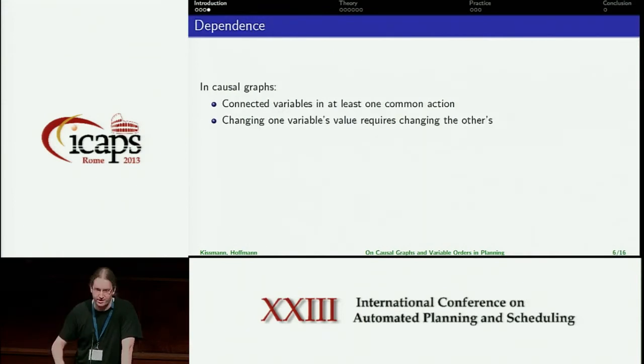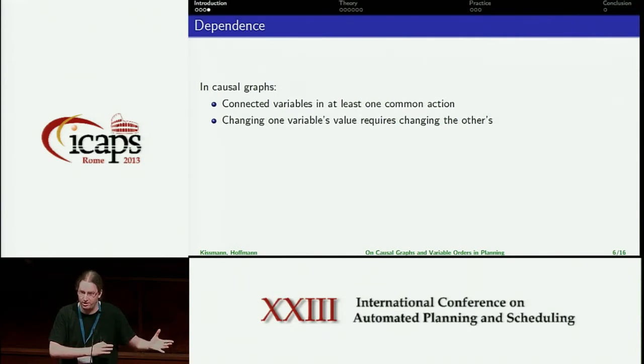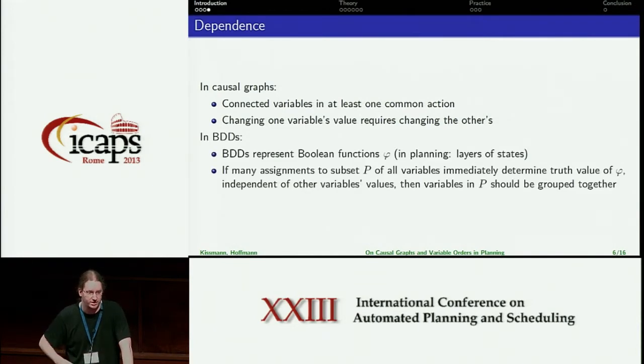Now, what are the different notions of dependence? Well, in the case of causal graphs, dependent variables are typically connected by an edge. So two variables are connected by an edge if they appear in at least one common action. So basically the meaning is more or less that when we change the value of one variable, we typically have to change the value of the other variable as well.